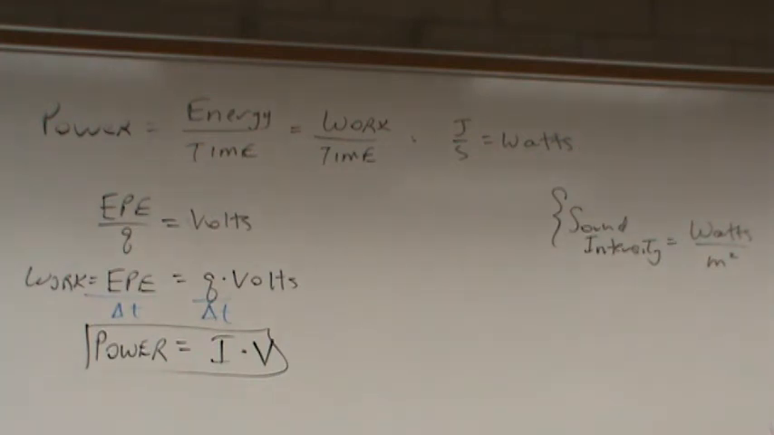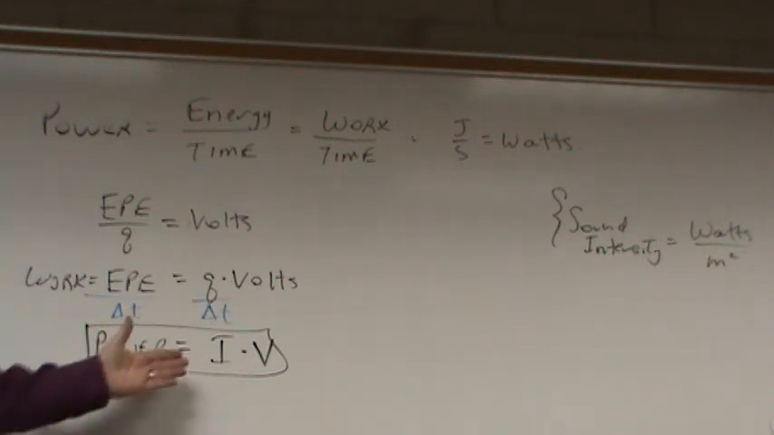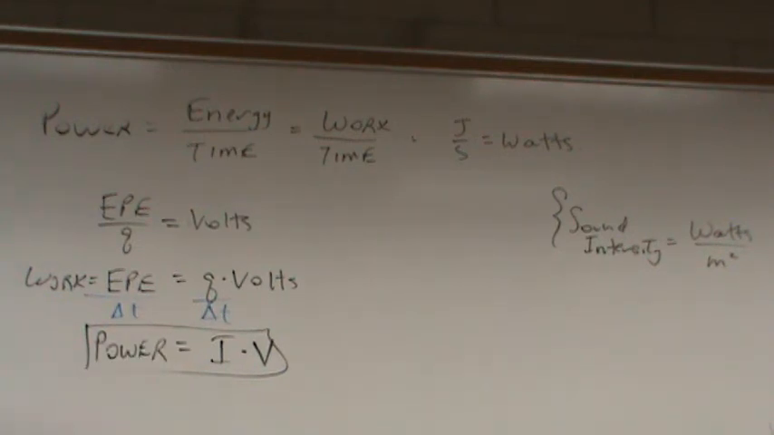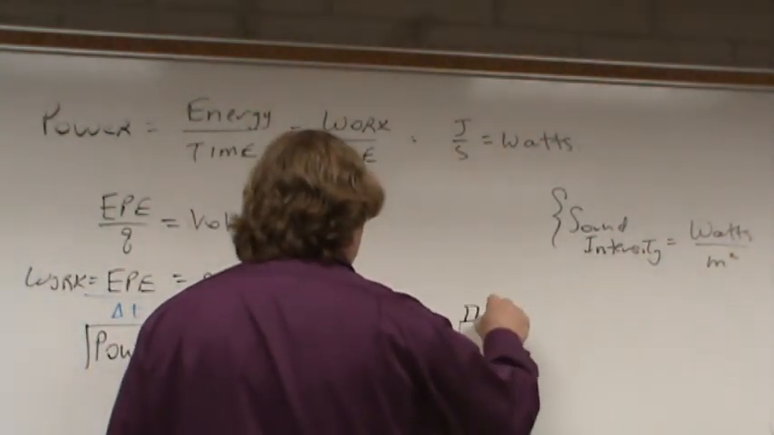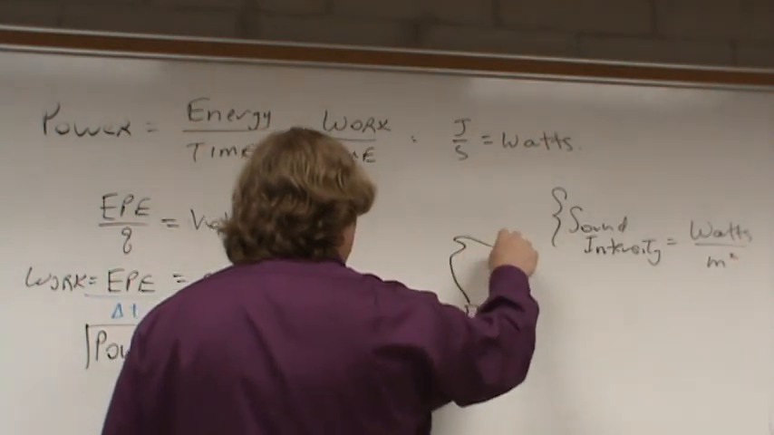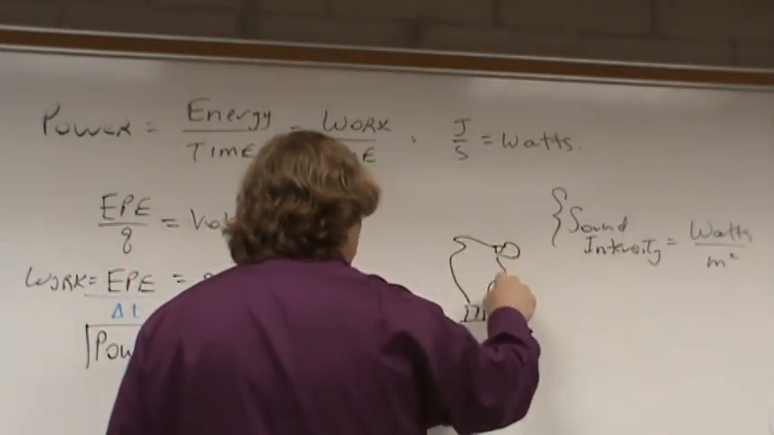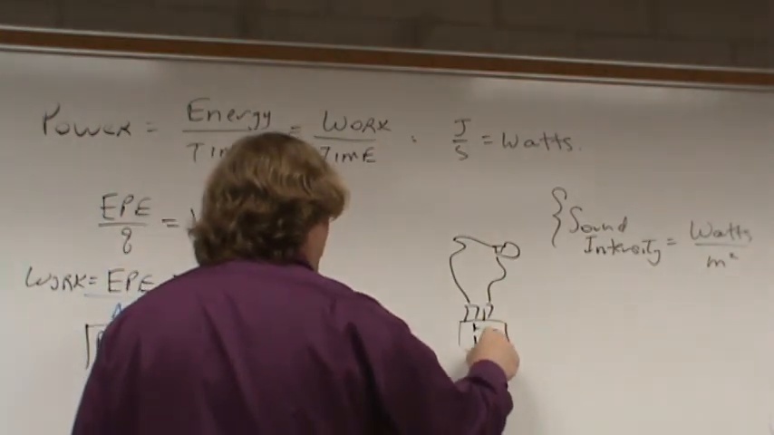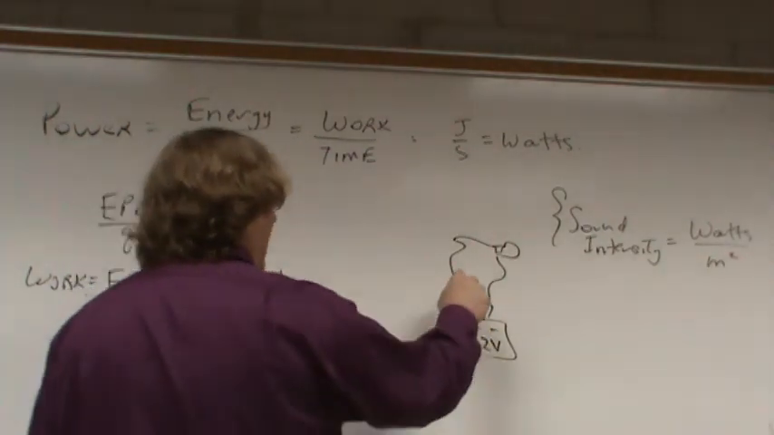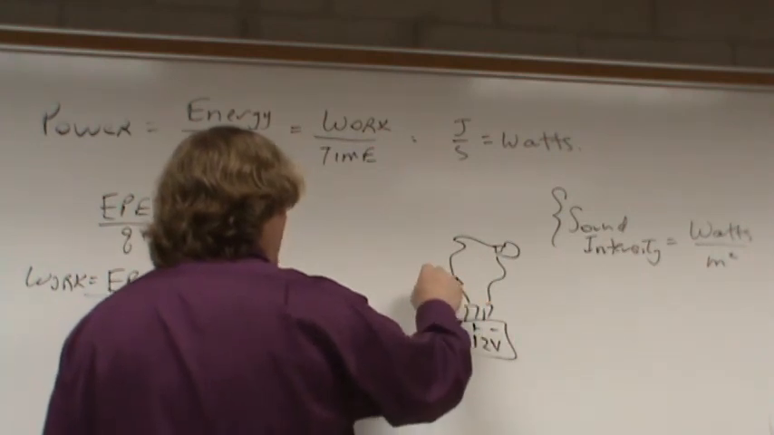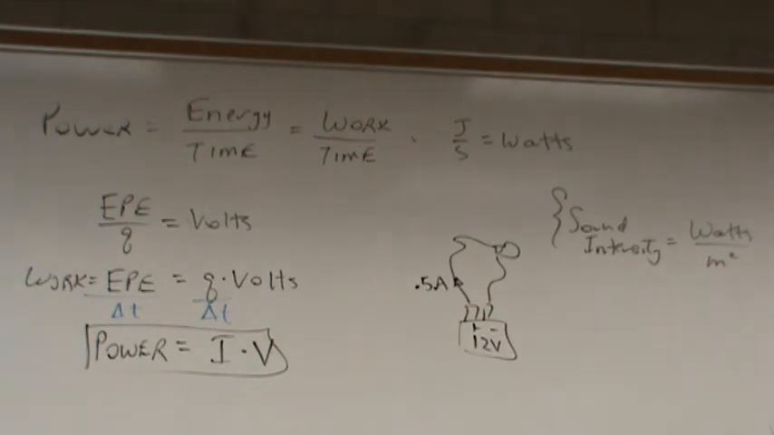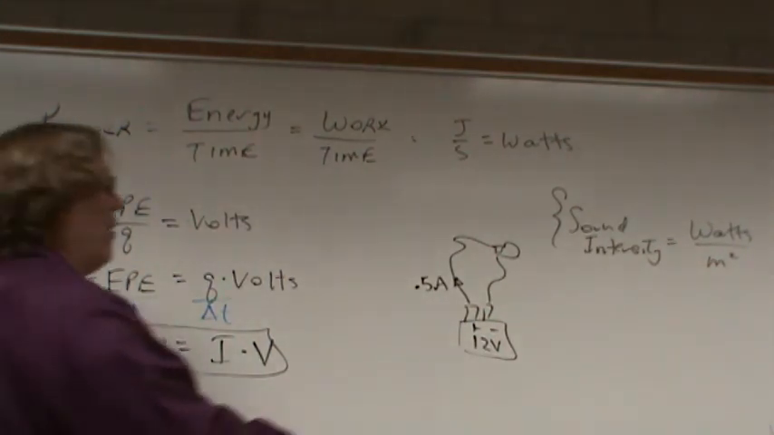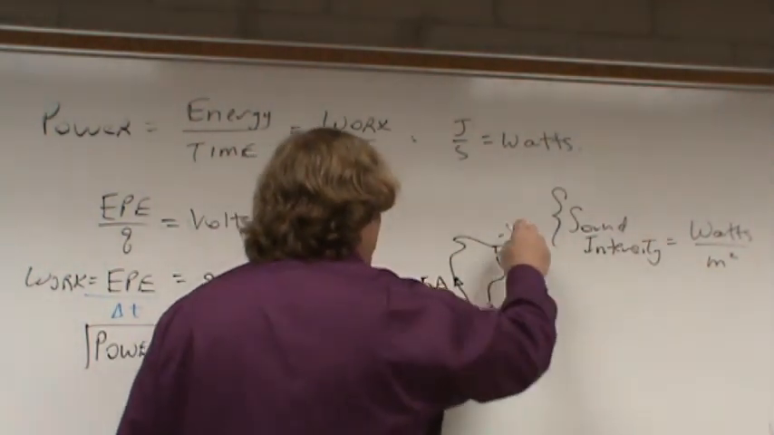It tells you how much power your circuit is dissipating. And I can't say it any easier than that. P equals IV. So hey, let's say I've got a battery, and it's hooked up to a light bulb, okay? And suppose this is a 12-volt battery, and this battery is putting out 1/2 amp of current. How much power is that light bulb dissipating?